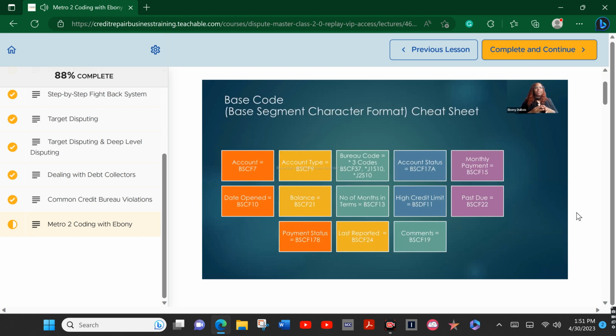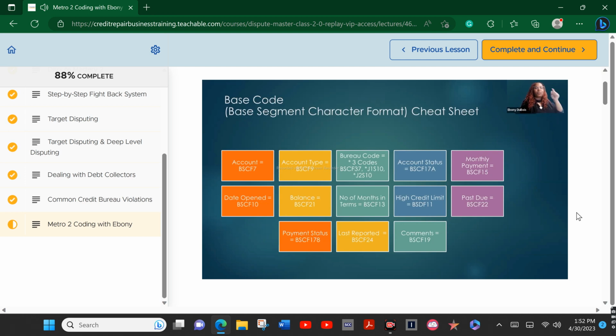Some of the important factors that I wanted to break down, this is like my little cheat sheet, you guys, okay? When you're looking at something, there's account type, credit bureau, account status, monthly payment, date opened, balance, number of months in terms, high credit limit, past due, payment status, last reported, and comments. I want to make sure you understand this is what is on the actual credit report. When you pull up your account and you look at the credit report, these are the sections that run down the credit report for every account, but they all have a base code.